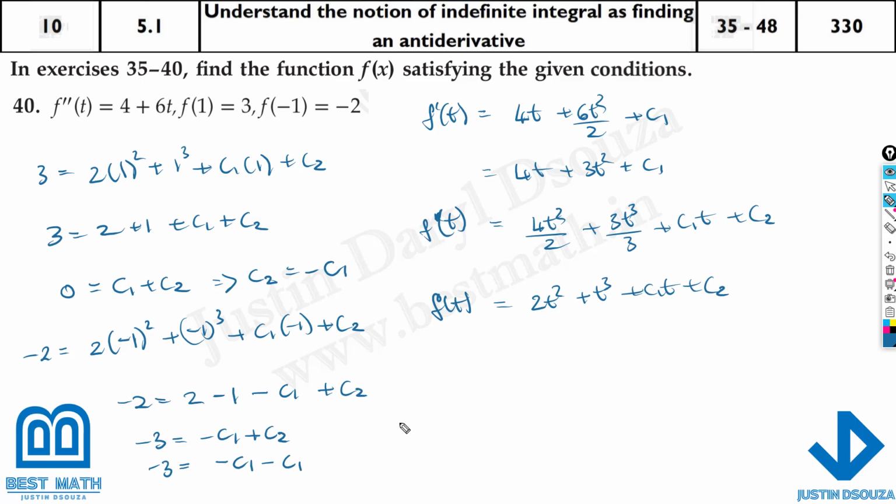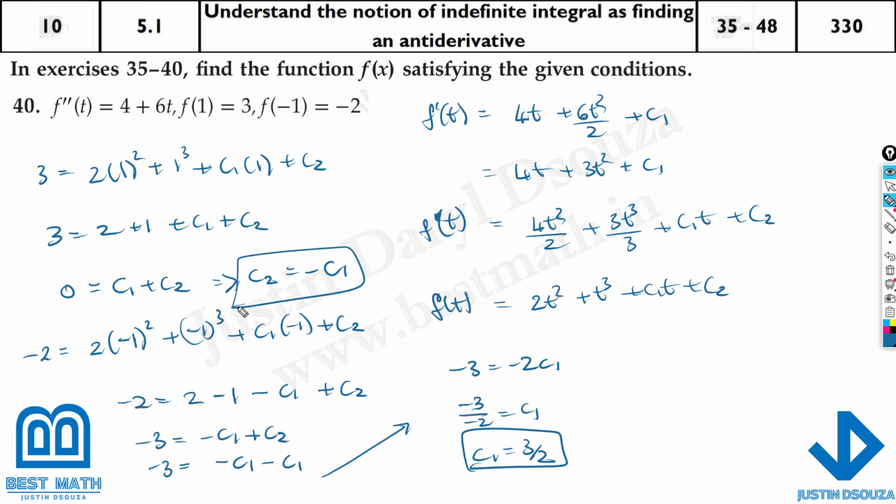So now we can simplify here. I'll just write it out over here. Minus 3 is equal to minus 2C1. Take minus 2 to the other side, it will be minus 3 by minus 2 is equal to C1, or C1 is equal to 3 by 2. That is the value for C1. Then what is C2? See, over here we already have this condition. C2 is equal to negative C1, right? So C2 will be minus of C1, which is 3 by 2. That is, C2 is equal to minus 3 by 2.